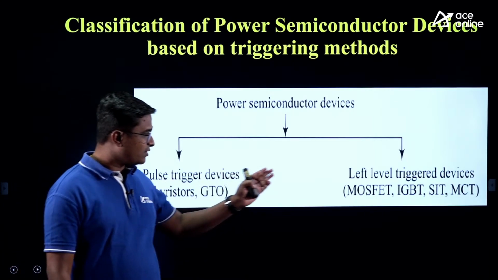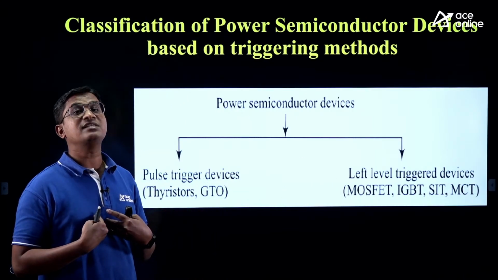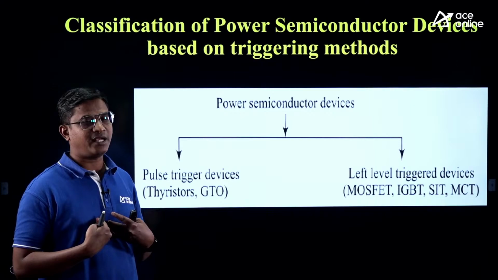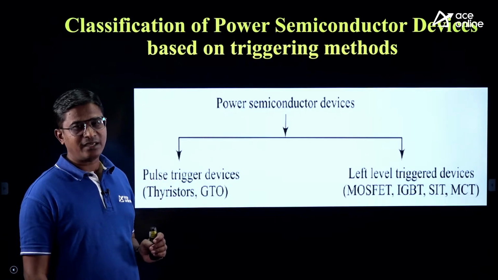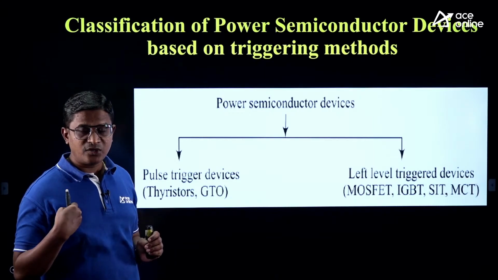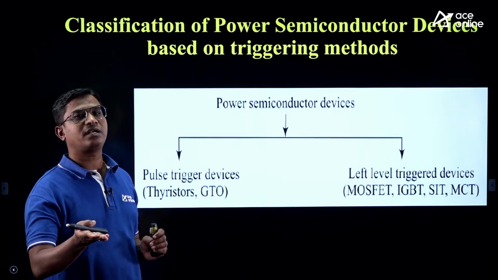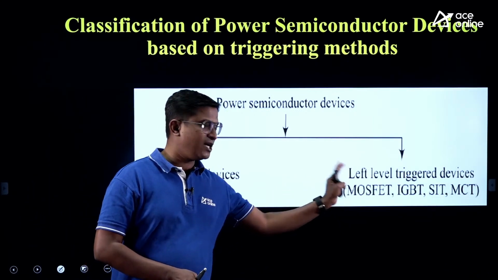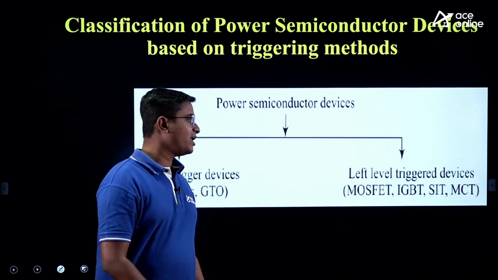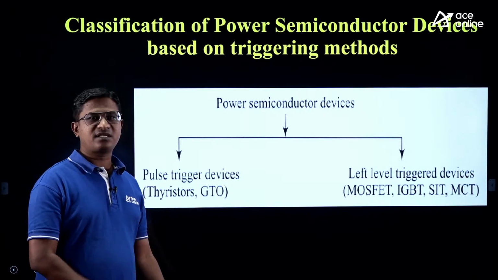Whereas if you check all other devices, your transistor family devices, if I want to maintain them in the on state, then I need to maintain the controlling signal continuously, okay. In case of power BJT, we need to supply the base current continuously to maintain the BJT in the on state. So these are not pulse triggered, be careful, okay. Your transistor family devices are level triggered devices, whereas SCR and GTO are pulse triggered devices.